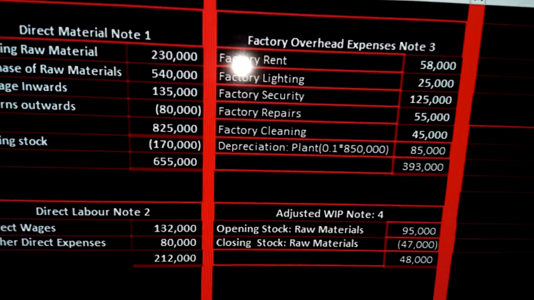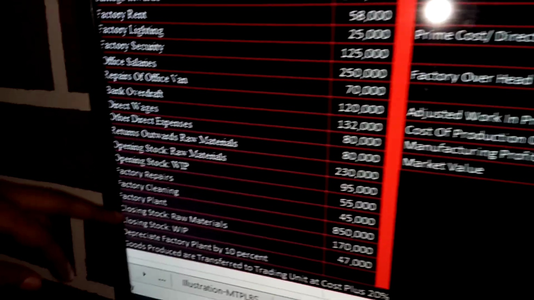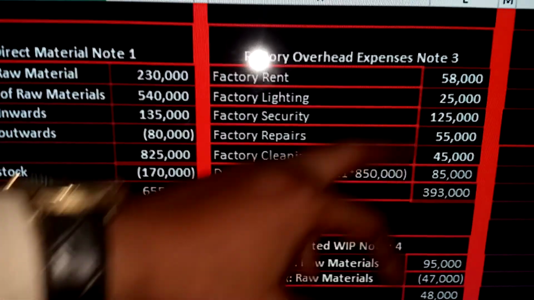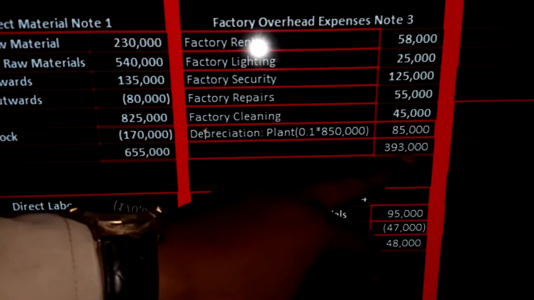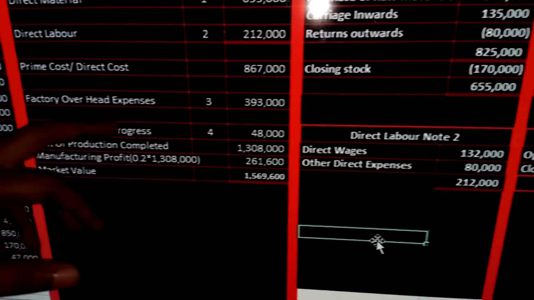They said depreciate plants by 10%. So what was the cost of plants in the question? 850,000. So 10% is 0.1 times. That's what you have here. So when you add everything together, you have 393,000. That's what you have here as factory overhead expense. The next one is adjusted work in progress.